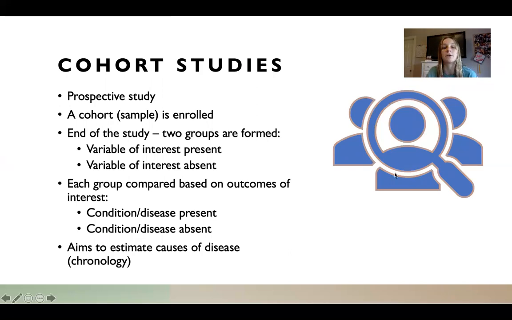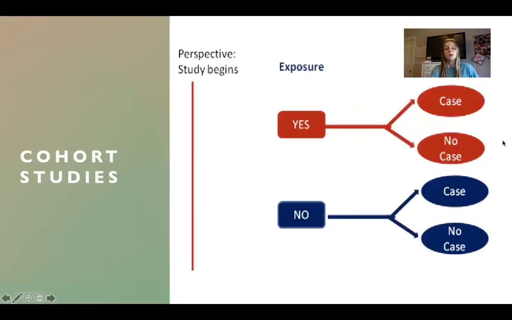And the main purpose of a cohort study is to estimate the cause of disease. So it's looking to see if these specific variables of interest are leading to the condition or the disease. So it does determine chronology just because it's prospective and you are seeing the order of events that's leading up to the disease. So this shows that it is prospective. So the study begins first before the exposure and before the outcomes are determined.